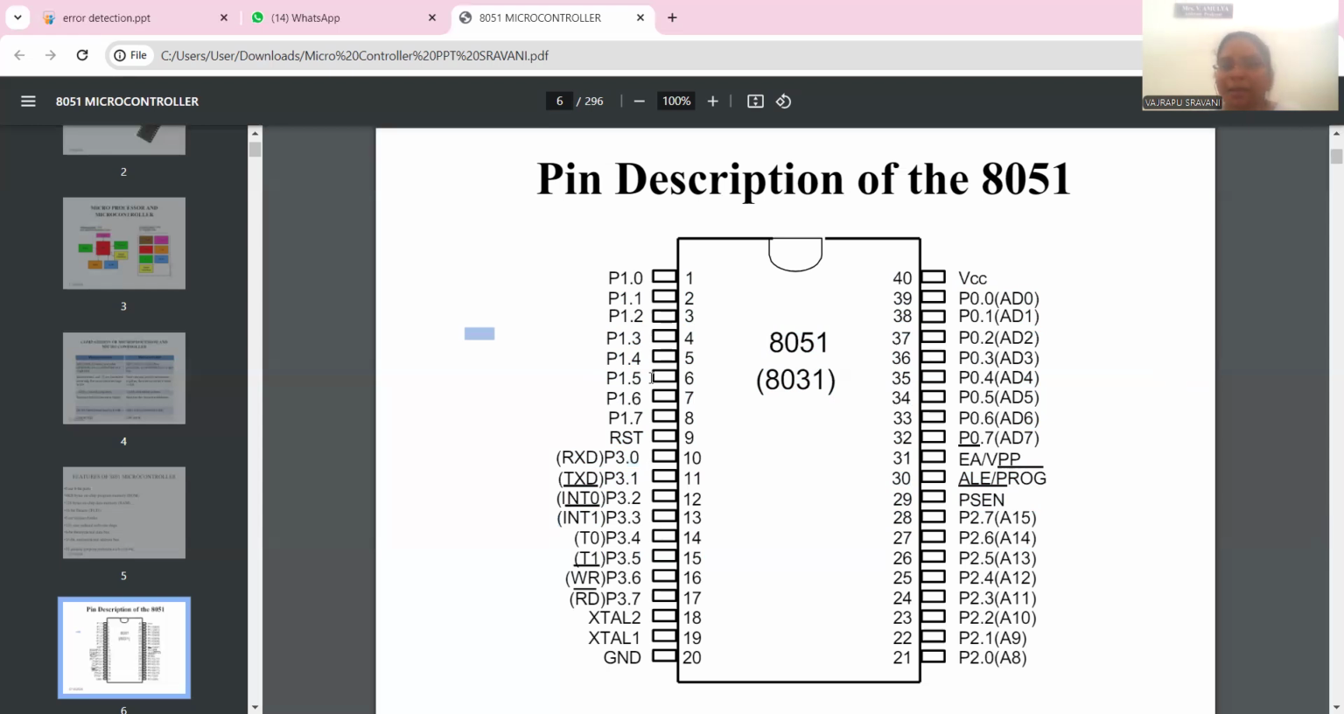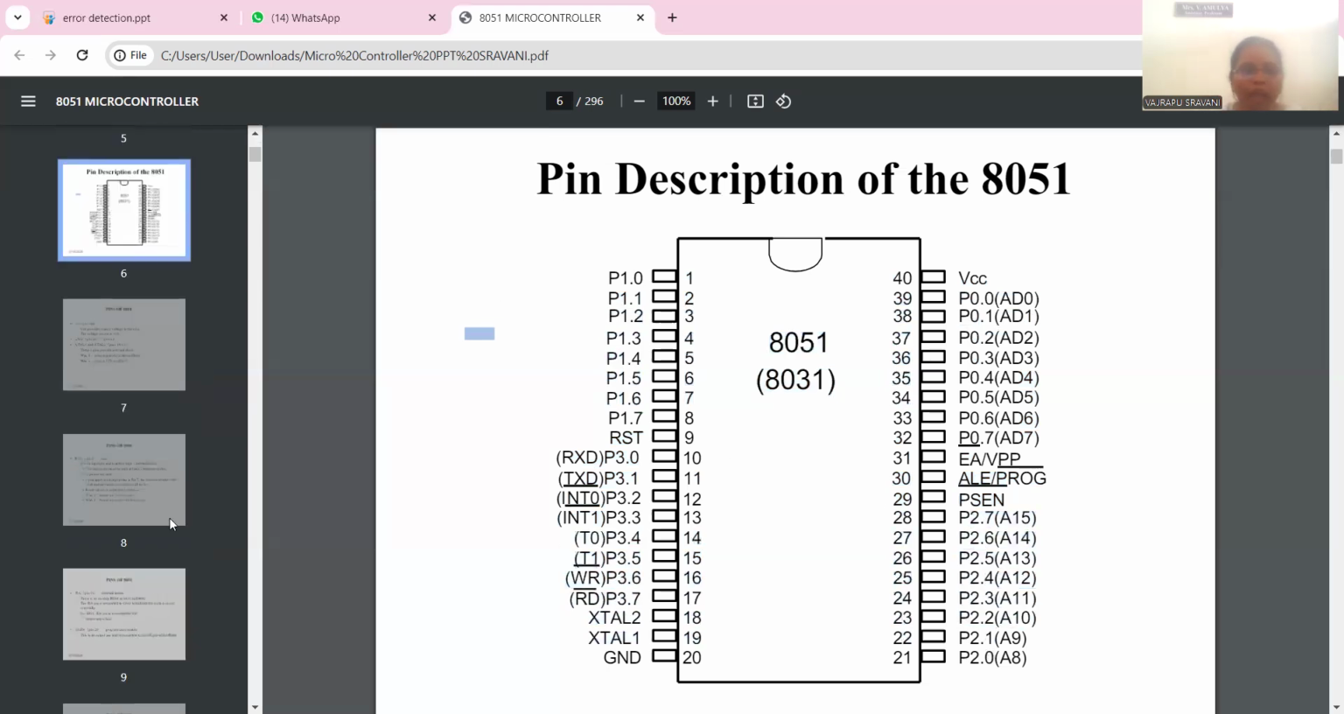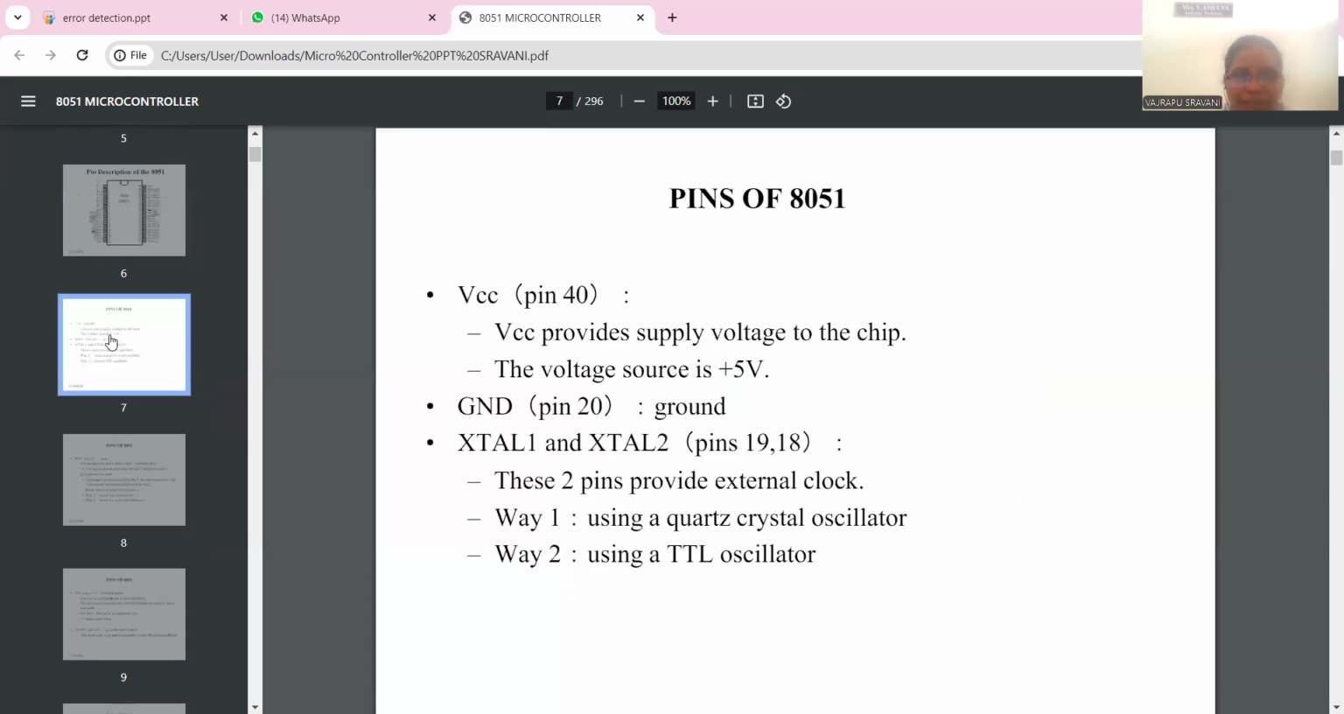If you observe the diagram, these are the port 1 pins. These are port 0 pins. This is port 2. This is port 3. Okay, I will explain each and every term.